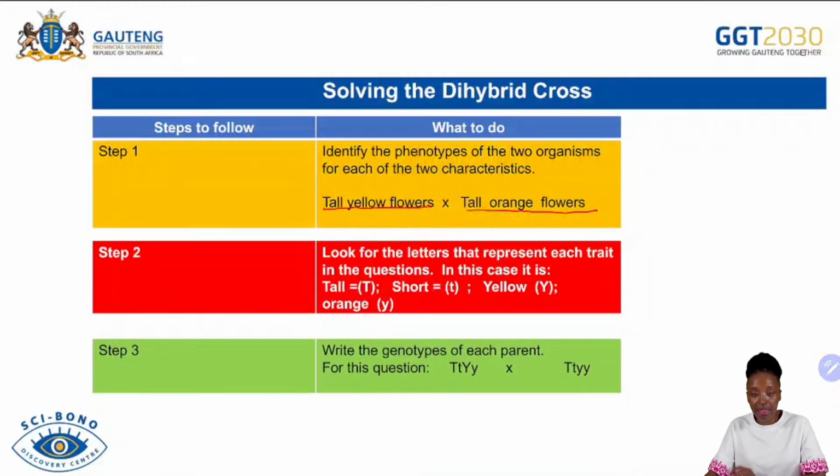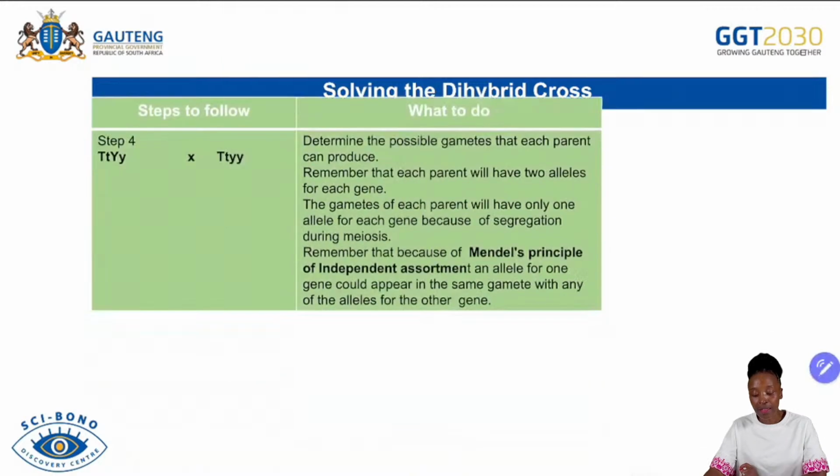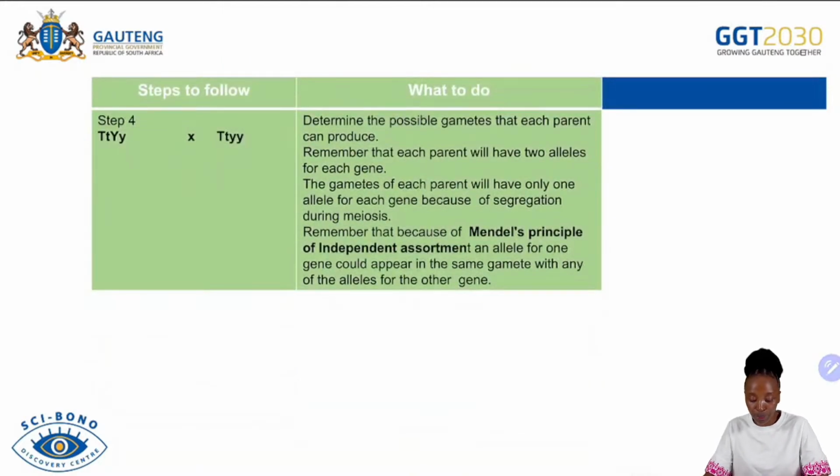And then step number 3, then we write down the genotypes of the parents. So as we've indicated earlier, the first one, we were told that it is heterozygous tall and heterozygous yellow because it's heterozygous for both characteristics. The second one is heterozygous tall, but the flowers are orange. So it is homozygous orange for the flowers. So then now we have step number 3, where we've identified the genetic makeup of the parents. Then moving on to step number 4.